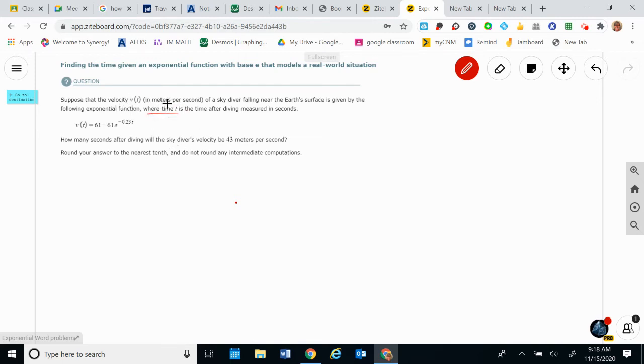All right, so it says the velocity in meters per second, that's important, of a skydiver falling near the Earth's surface is given by the following exponential function, where t is the time after diving measured in seconds. So now time is in seconds. How many seconds after diving will the skydiver's velocity be 43? That's all you have to do, plug in 43. V of t is equal to 43. That's what we're trying to find. So 43 is equal to 61 minus 61e to the negative 0.23t. I recommend you pause here and try to solve this. Round your answer to the nearest tenth.